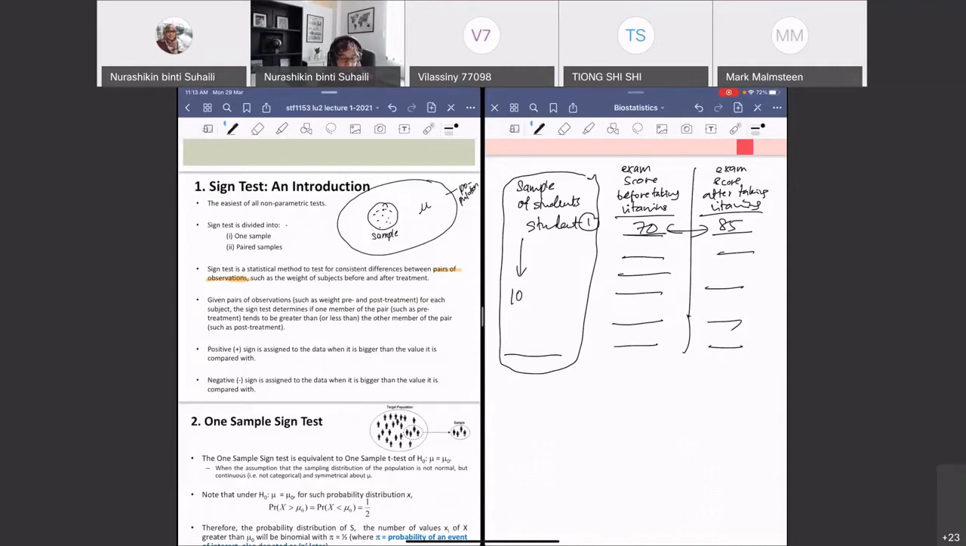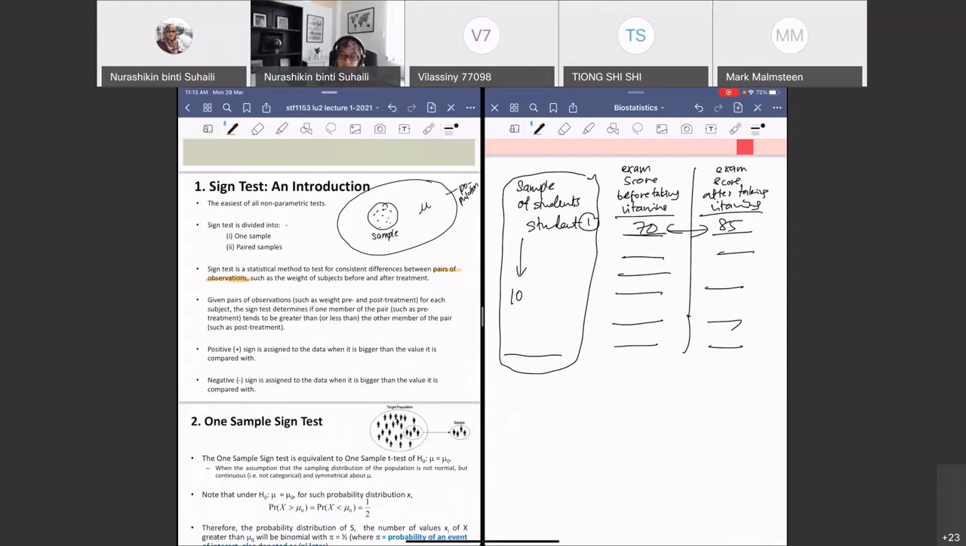Given pairs of observations such as rate, pre, and post. I gave an example already, but this is what is meant by pairs of observations in two different situations, but referring to the same person. Right. So how are we going to compare?